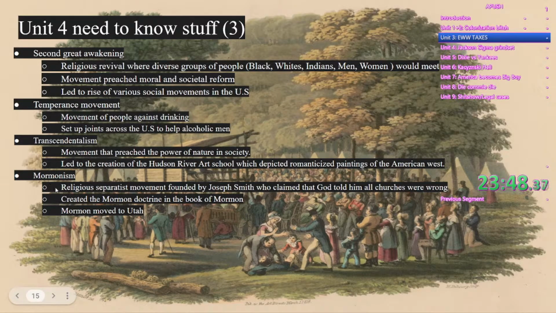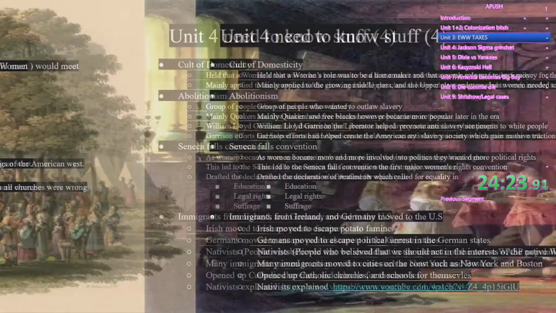Mormonism also appeared during this time. It was basically a religious Christian separatist movement founded by Joseph Smith. The Mormons moved westward to Utah and established the territory of Utah, which would later become the great state of Utah. You also had Transcendentalism, which was basically a movement preaching the power and influence of nature in society. It led to the creation of the Hudson River School, which depicted romanticized paintings of the American West and of the Hudson River Valley.